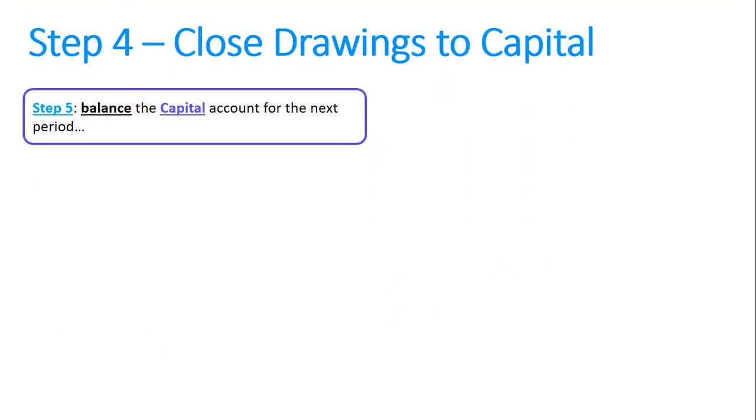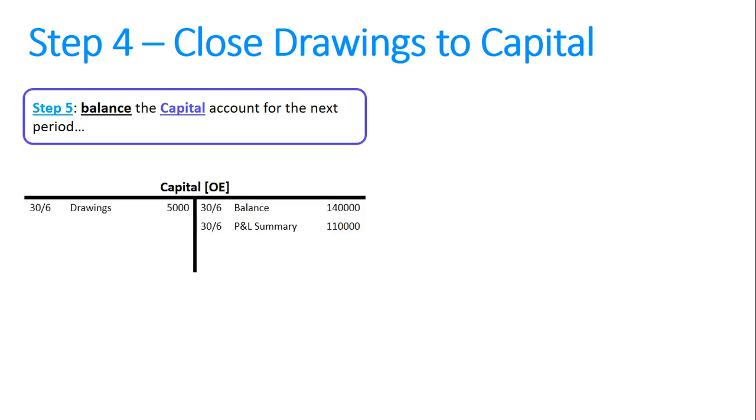Step 5 sometimes is part of the question, sometimes is not. In this case, we're going to do it. It says balance. You could consider it to be part of step 4 as well, depending on the question. I usually consider it as part of step 5, a separate thing to remember. And what we're going to do is balance the capital account for next period.